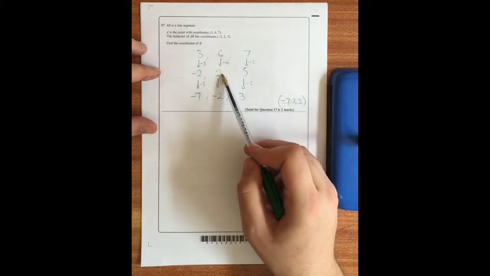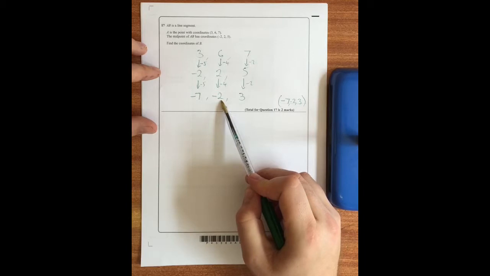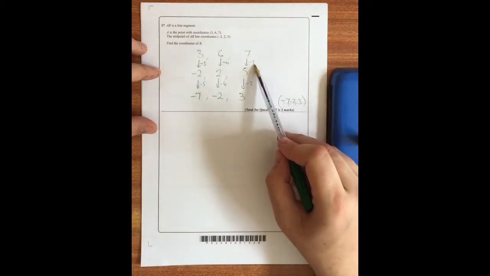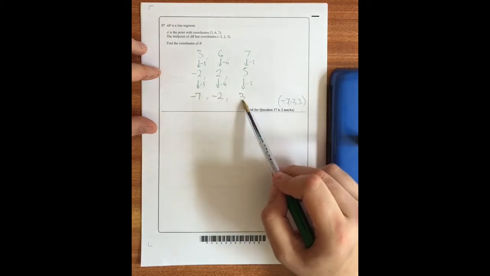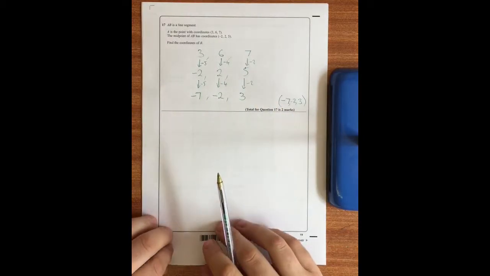To get from 6 to 2, looking at the y coordinates, you take off 4, take off another 4, we get down to -2, since that's the midpoint. And to get from 7 to 5, we take off 2, so 5 take 2 would be 3. So the coordinates of B would be -7, -2, 3.